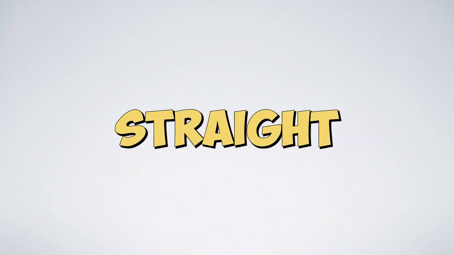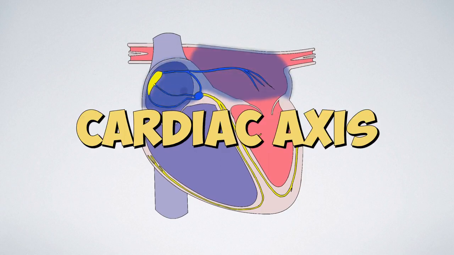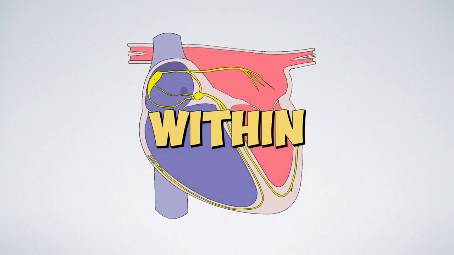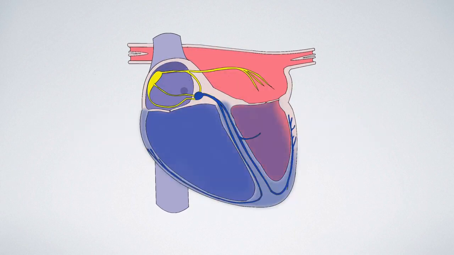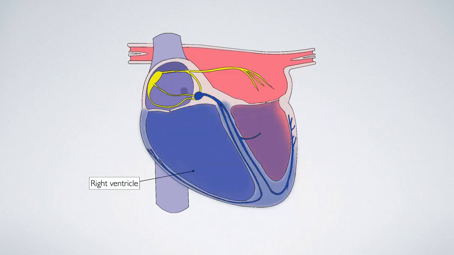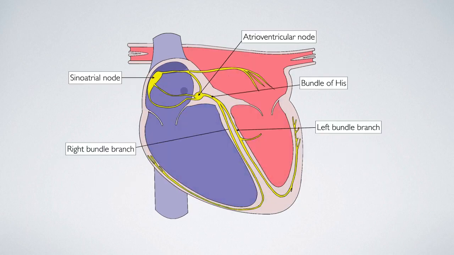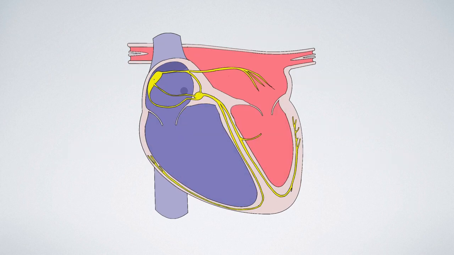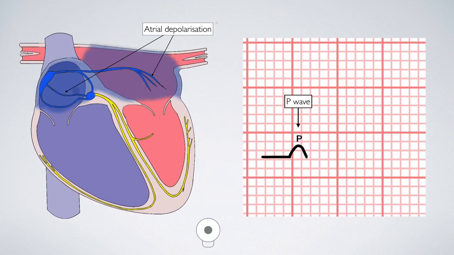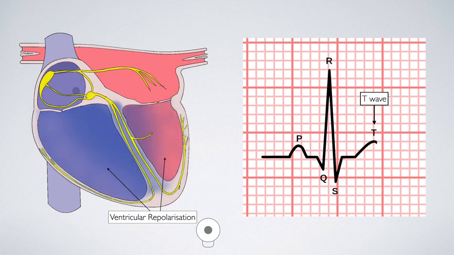Today we are diving straight into the fascinating world of the cardiac axis. Now, the cardiac axis is all about measuring the mean direction of electrical activity within the heart. So picture this: under normal circumstances, the electrical activity flows like a symphony through the chambers of the heart, following its intricate electroconduction pathways. This orchestration produces distinct waves on our ECG trace: the P waves, QRS complex, and the T waves.